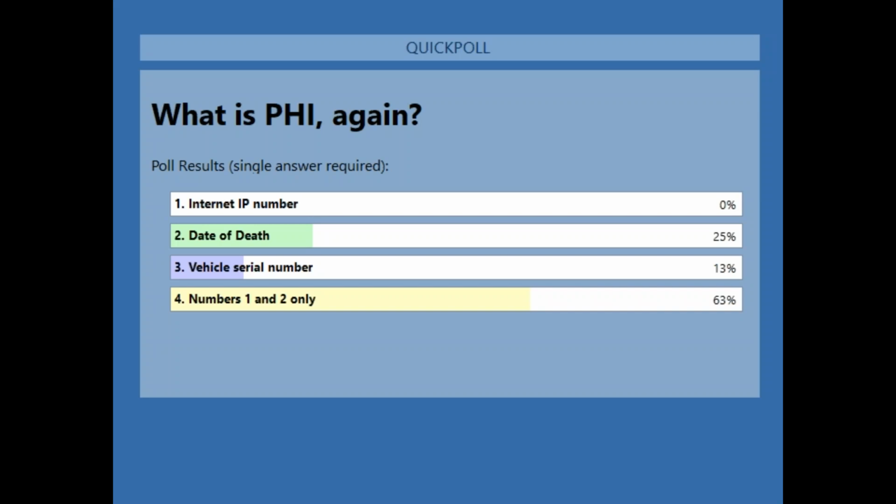Some of us chose date of death. That's related to their health info, of course. I guess the best answer here would be number 4, because internet IP number is on the list, date of death is on the list, and serial number is on the list too. But based on what you see, probably number 4, best answer.